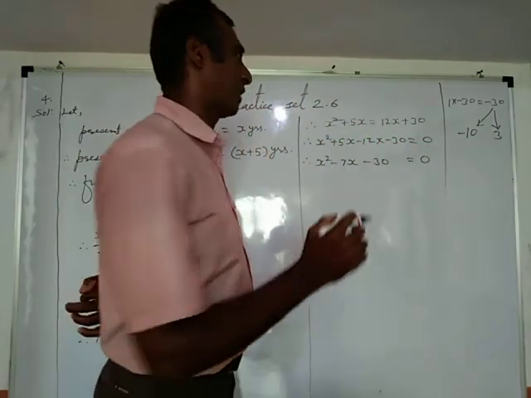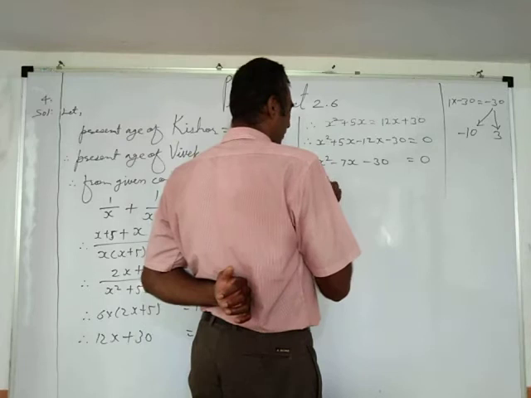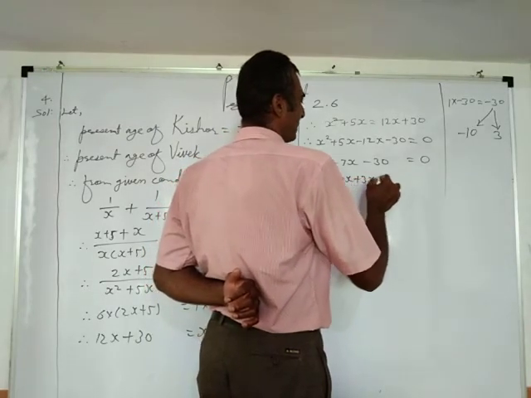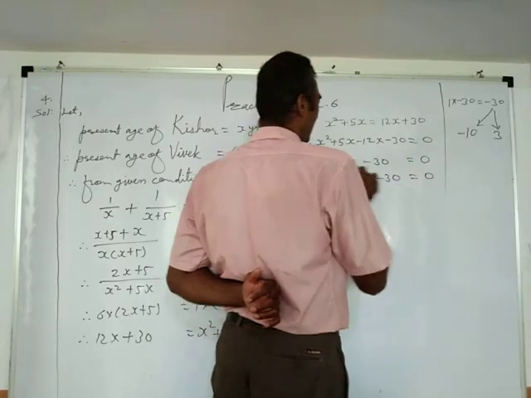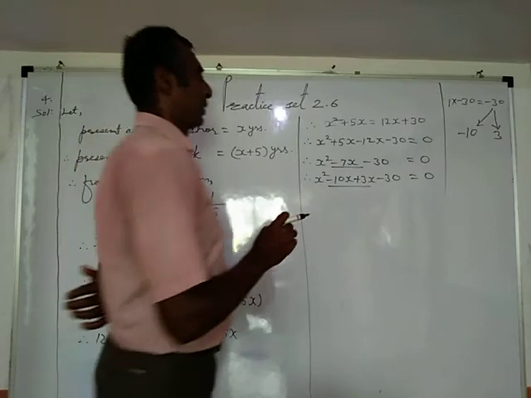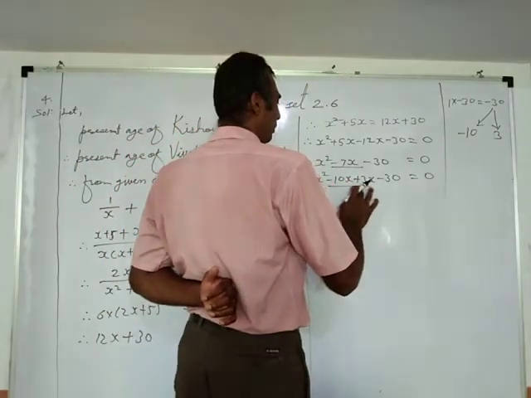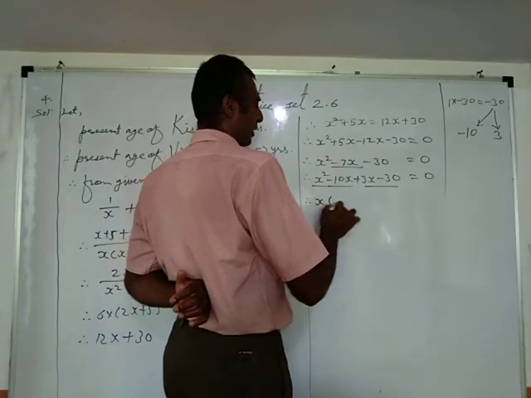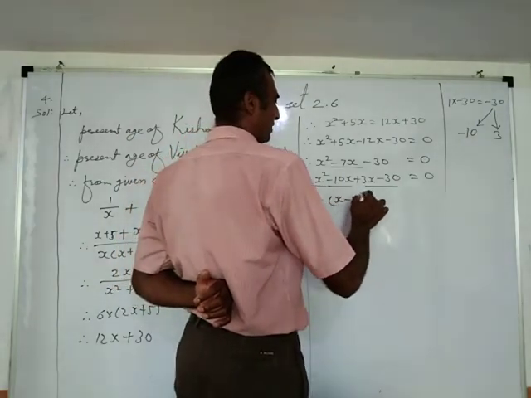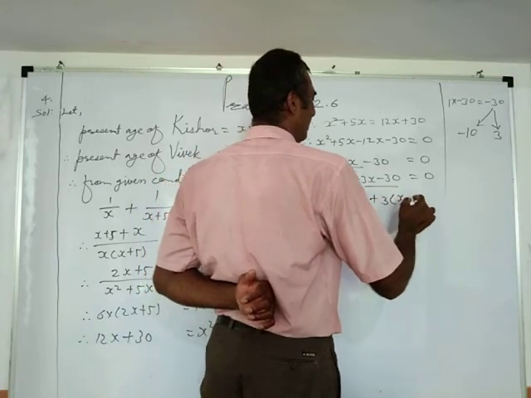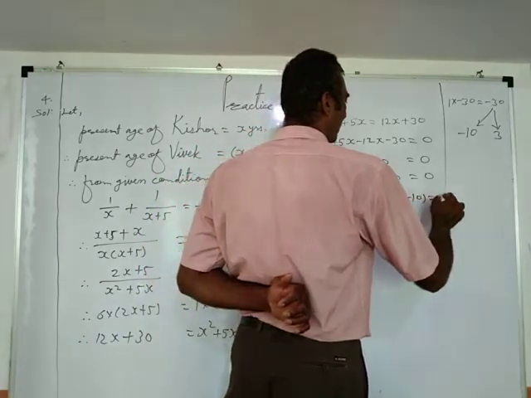That's why minus 10 will be one factor, and therefore x square minus 10x plus 3x minus 30 equal to 0. Minus 7x we wrote as minus 10x plus 3x. Okay, now group the first two, group the next two. From the first group we will take out x common, therefore in bracket x minus 10. From the next group we will take out 3 common, therefore there will be in bracket x minus 10 equal to 0.